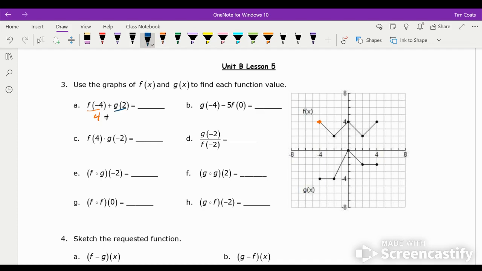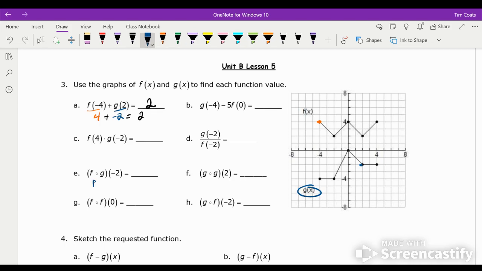Well, g of 2, I look at the g graph, which is the bottom graph here. I can see where it is there. And g of 2 is -2. So the value of this would just be 4 minus -2, which is 2. So 2 is the answer there. Now, as we look at these, each one might be a little bit different, but I'm just going to go down and try a couple of these. So you should probably be able to try those. I want to look at E here before I let you go to try the rest.